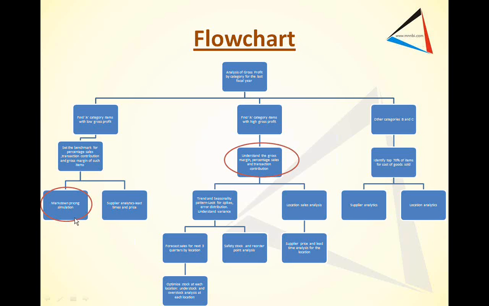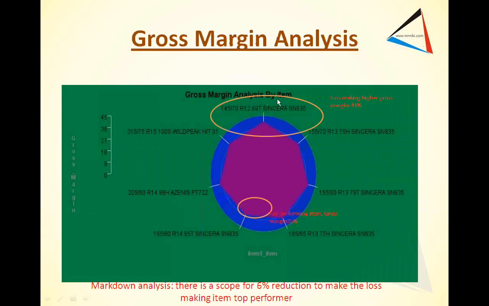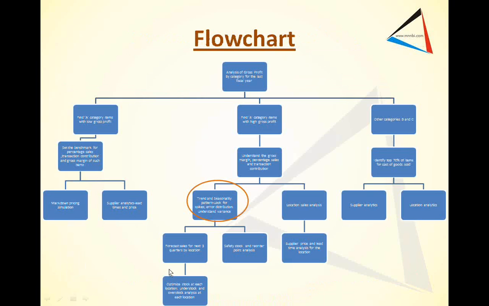Now then we look at the markdown pricing simulation. So you can see 145 by 70, which is selling at a loss, is having a gross margin of 41%, while a top performing item like 165 by 80 has a lower gross margin of 35%. So there is a markdown scope reduction of 6% possible.